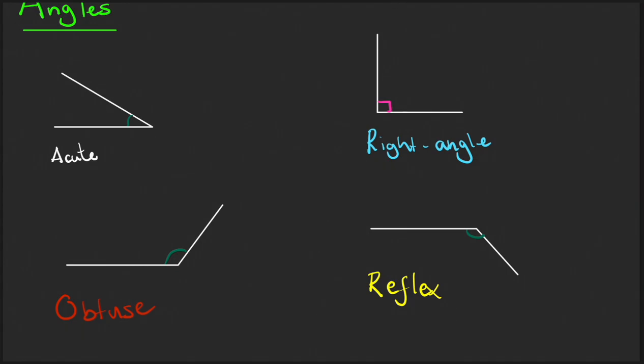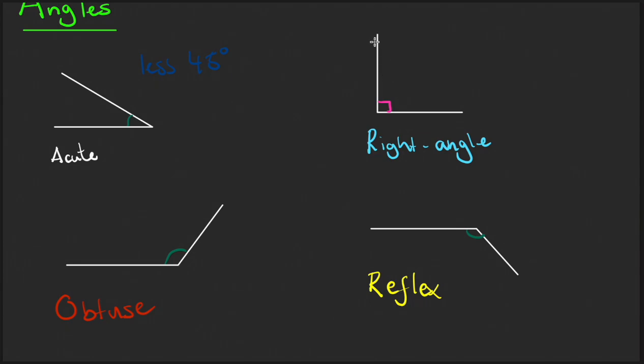What is an acute angle? An acute angle is an angle less than 90 degrees. So this is why it's called acute. It's quite small, it's quite compact, and that's why it's called an acute angle.